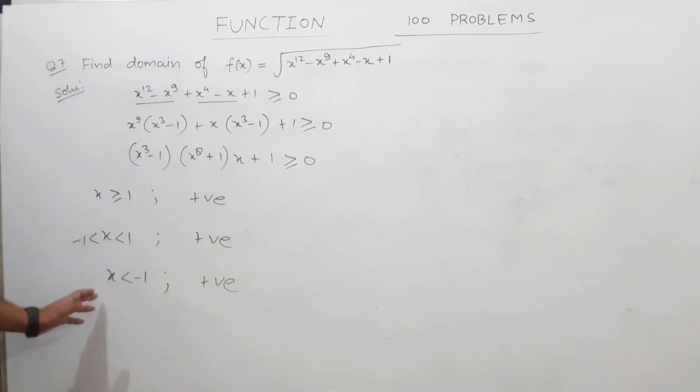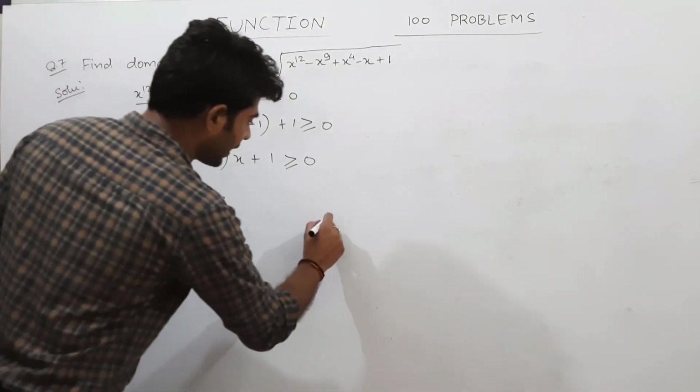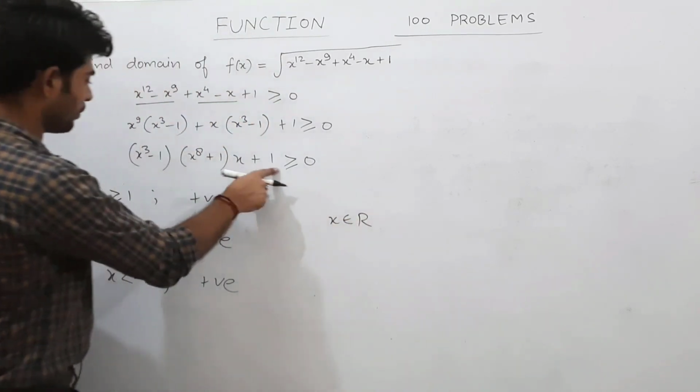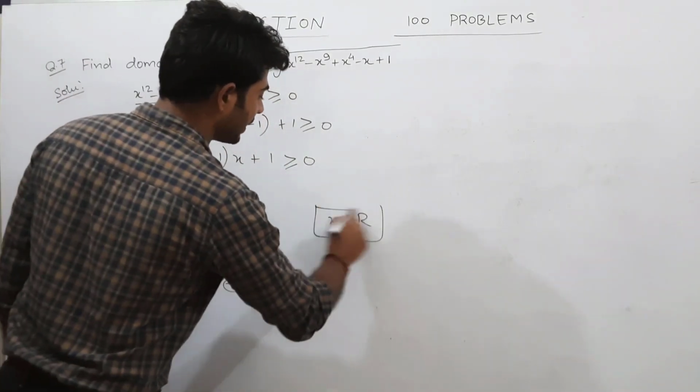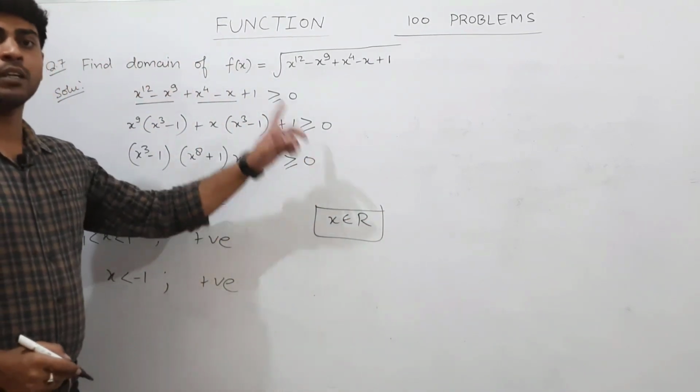So the entire real number line is covered. So we can say x belongs to all real numbers. This will always be positive, means greater than 0. So the domain is basically x belongs to all real numbers for this question.